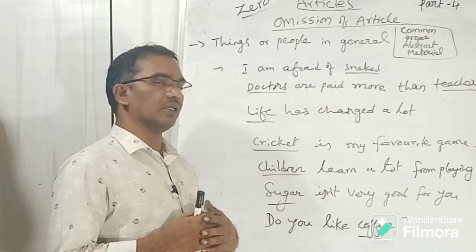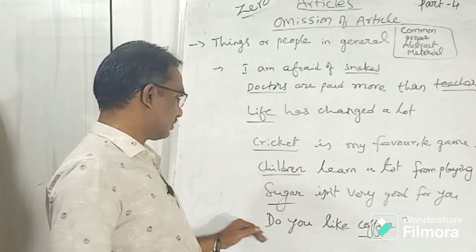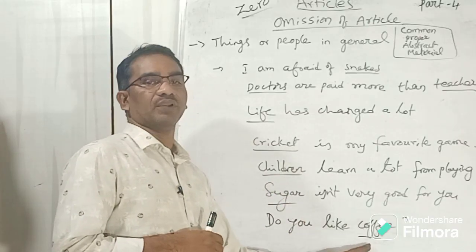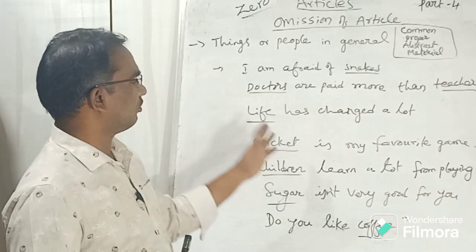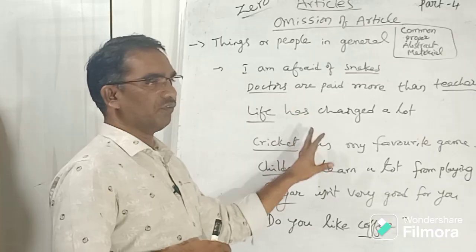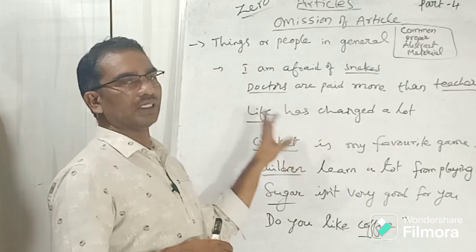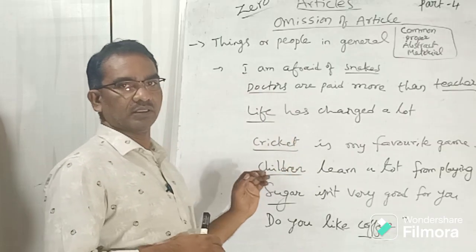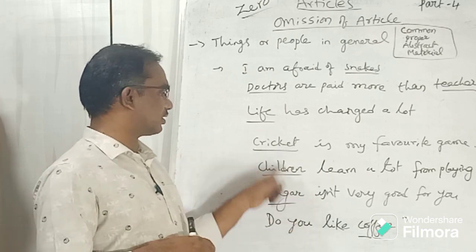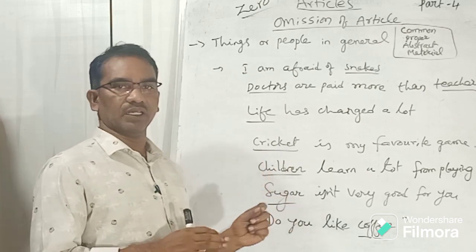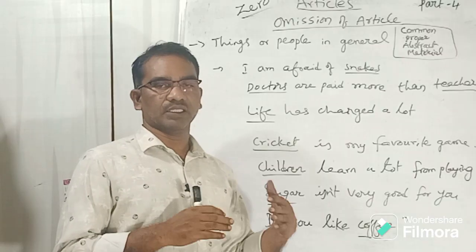Sugar isn't very good for you. Sugar is a material noun. No article is required. Do you like coffee? This is also a material noun. So you don't need any articles before these nouns, because these are words used in general. So no article is required. When you talk about these things specifically, then you can use the article the. Let's see the next one.